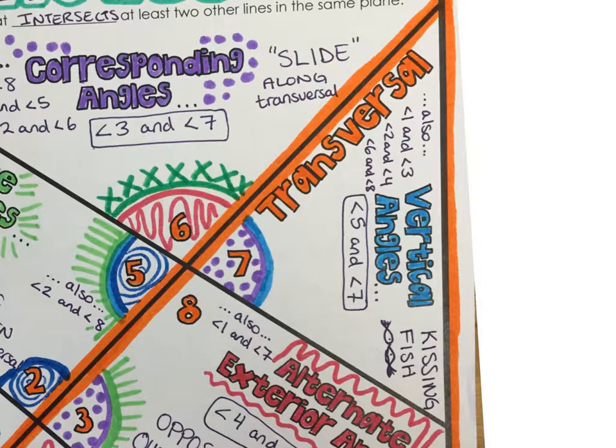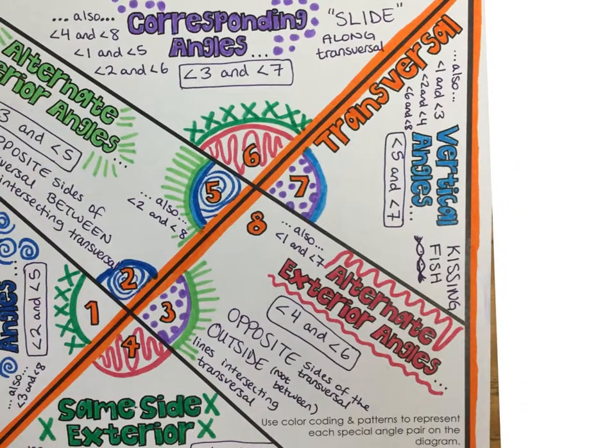And we also have 2 and 4, those are vertical angles. And then 1 and 3, also vertical angles. So those are our vertical angles.